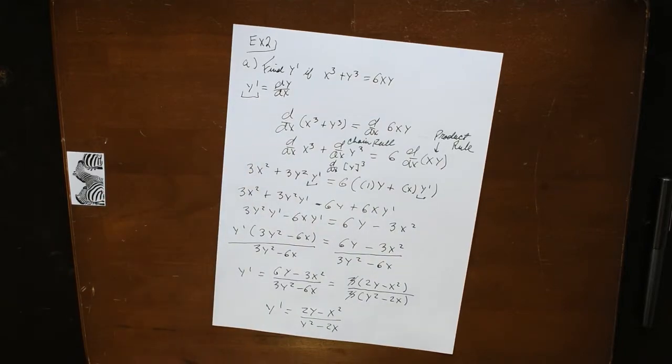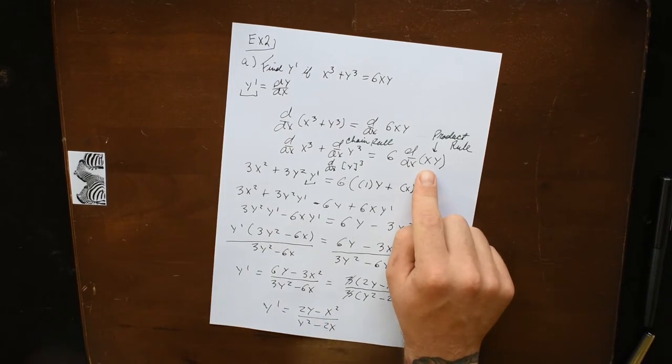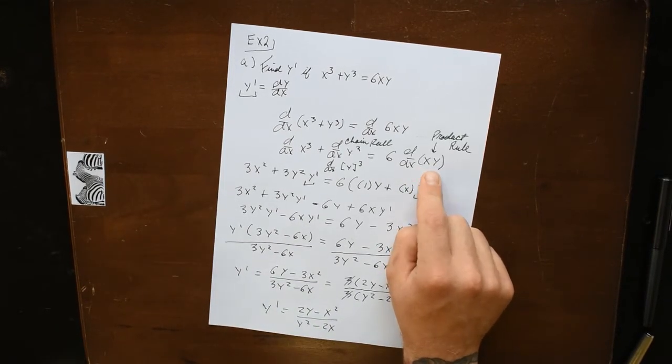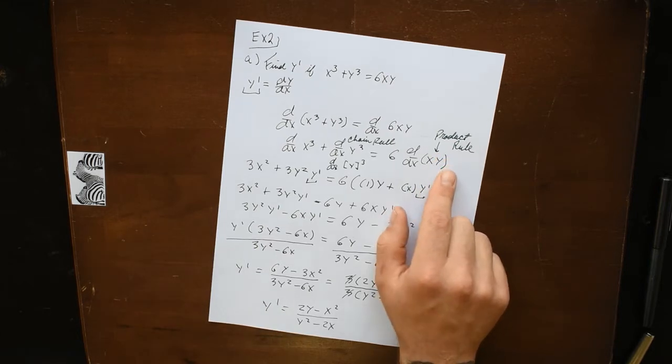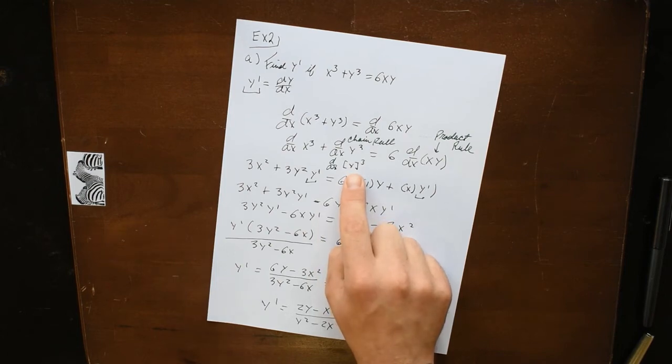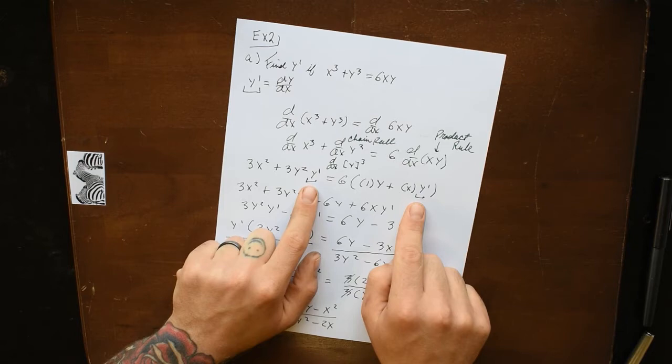In this problem, there are two new things going on. One, we're introducing this idea that x times y is a product of x and a function of x, so you're going to have to use the product rule. And still we're applying the chain rule. This problem looks different because we've used a y prime.